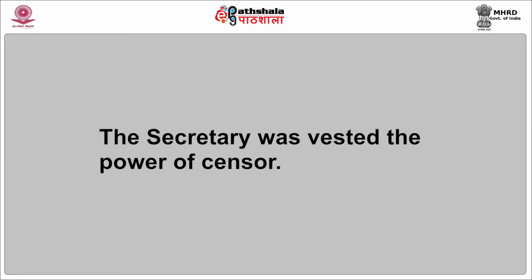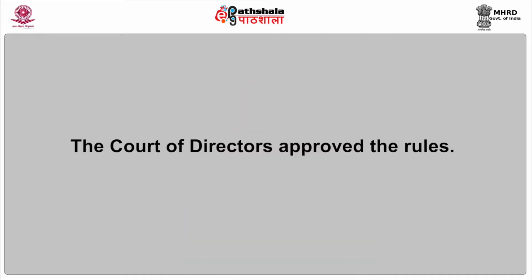The secretary was vested with the power of censor. He was required to exclude from the newspapers the information in regard to the movement of ships or the embarkation of troops, stores or specie, or any information which would be used by the enemies. The Court of Directors approved the rules.